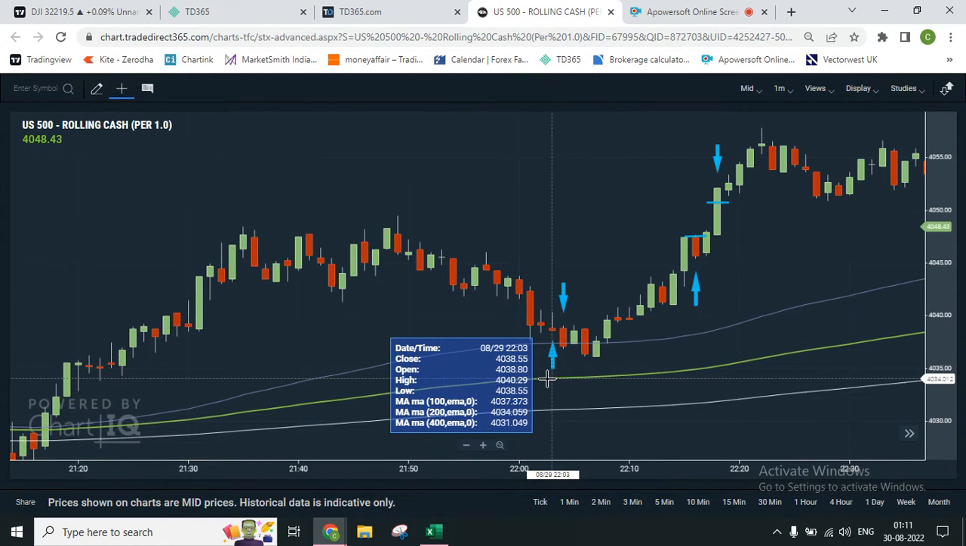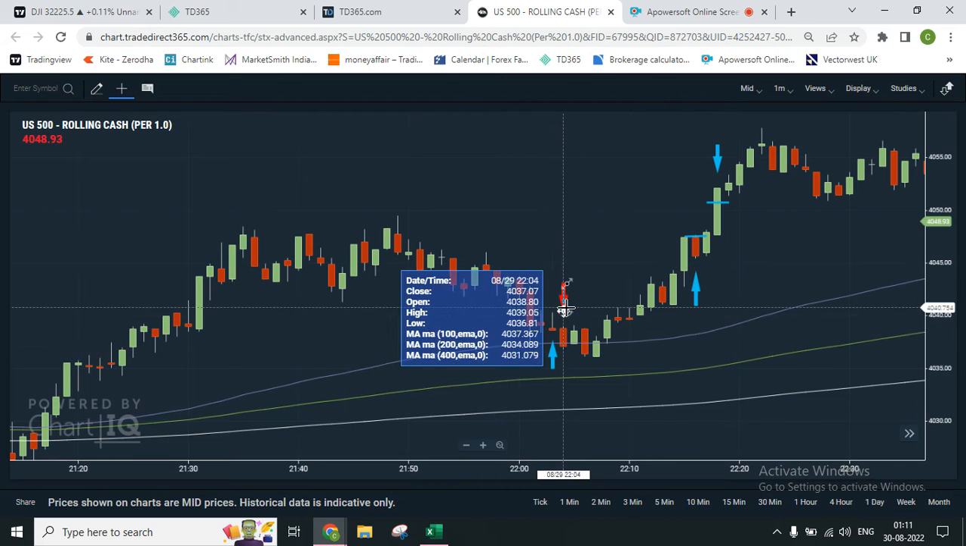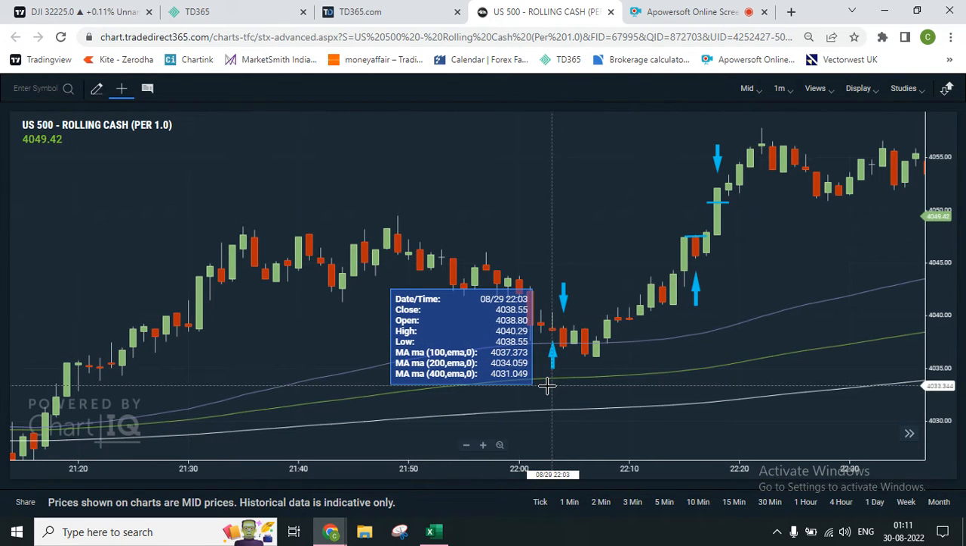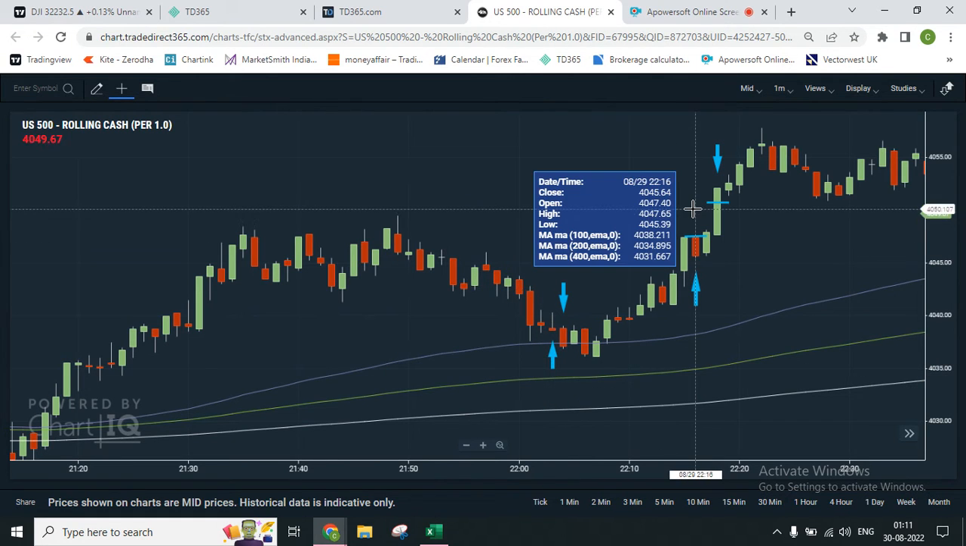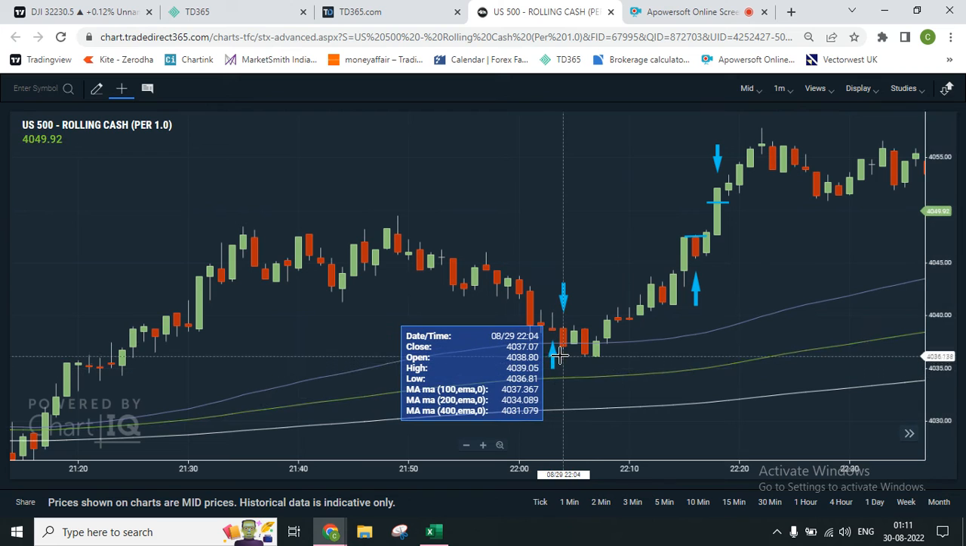Exact timing was 10 hours 3 minutes. So I decided to buy it with the same logic: basically, index trading above the moving averages has a higher probability of going up, but it just gave a little shakeout.